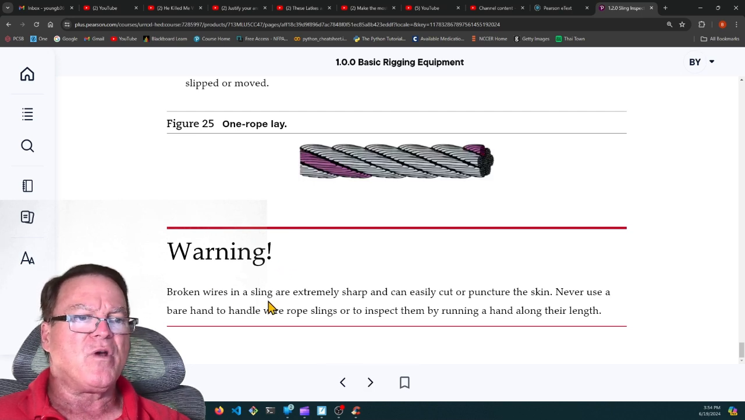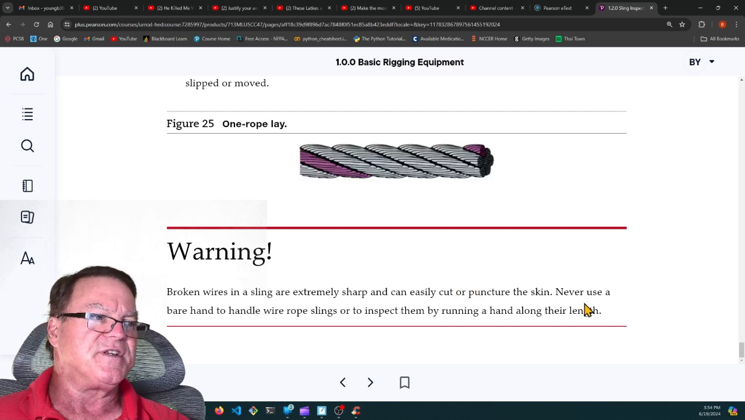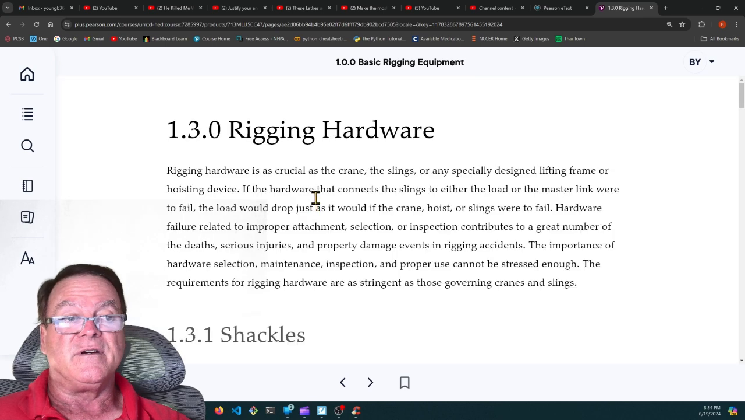Here's a warning. They say broken wires in a sling are extremely sharp and can easily cut or puncture the skin. Never use a bare hand to handle wire rope slings or to inspect them by running a hand along their length. That's very good advice.